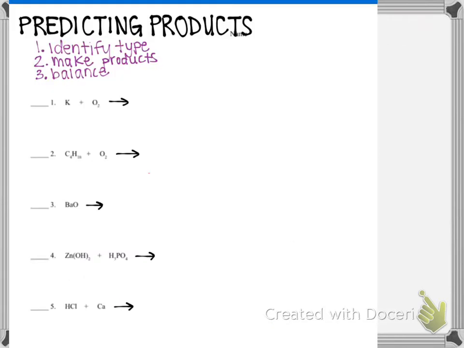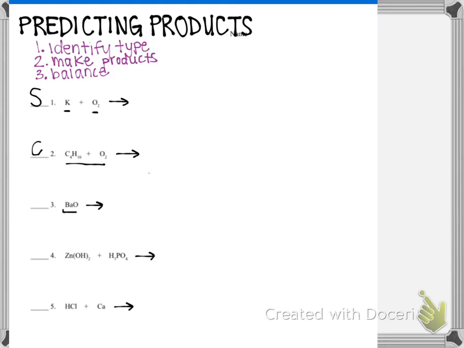When you're predicting products, there's a few more steps involved. First thing you need to do is identify the type. Second thing, you need to make the products. Third thing is balance. So first thing we need to do is identify the type. So you've got 2 parts, 2 separate things. So the only thing you can do to this is combine them into 1 compound, and that type is synthesis. Second one, you have a CH something plus O2, and so if you look back at the example of combustion, those are always going to be the reactants for combustion, and so that type is combustion.